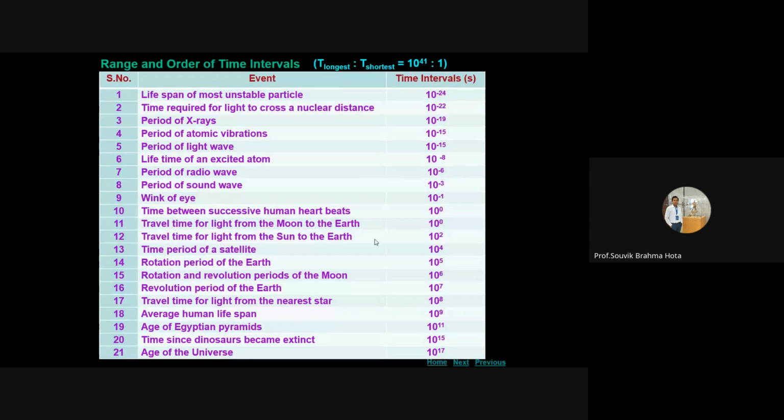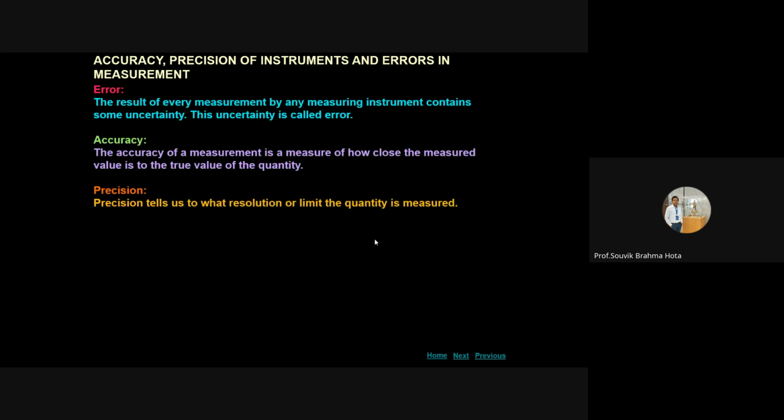We'll see time also. This cesium clock is there. Now, accuracy, precision of the instrument and errors in measurement is something that we should discuss in class, but now we'll do it because we know the basic things of it. If we know a little bit of errors, we won't go deeper, because I like to discuss this more frequently in offline classes, where I can use practical examples so you can understand this concept.